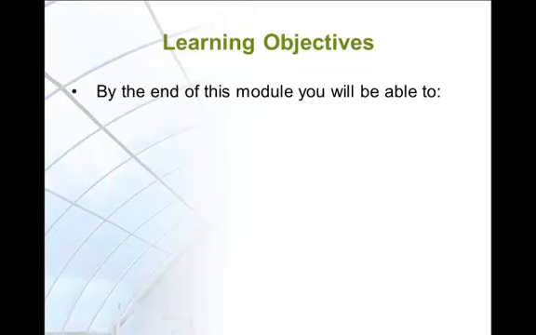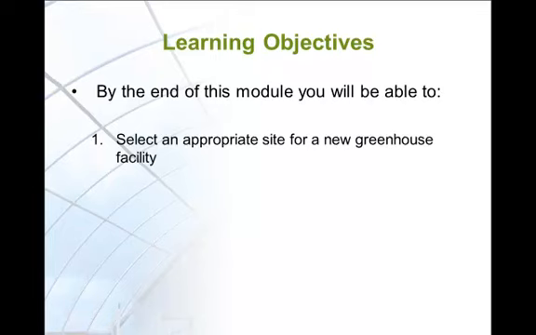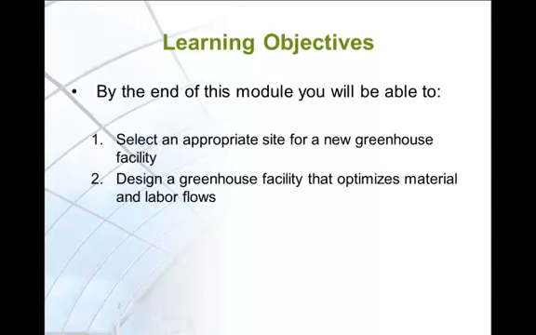This greenhouse site selection and layout module will allow you to meet 3 objectives. By the end of this module, you will be able to select an appropriate site for a new greenhouse facility, design a greenhouse facility that optimizes material and labor flows, and discuss space utilization of several growing systems and environmental control options for a greenhouse.